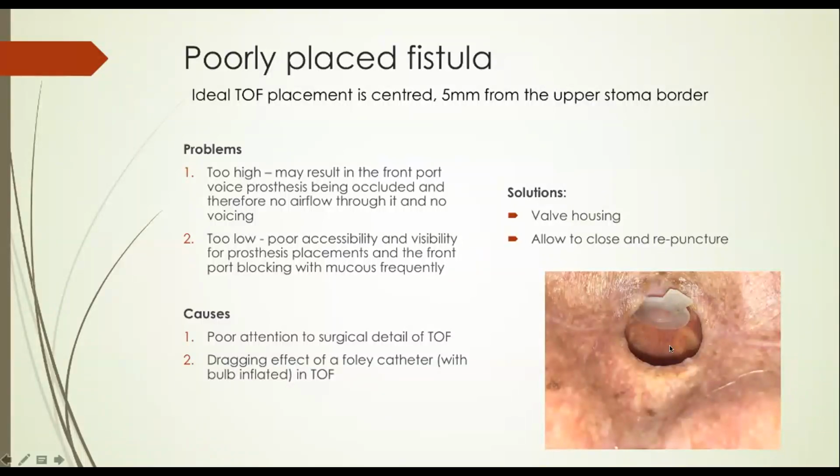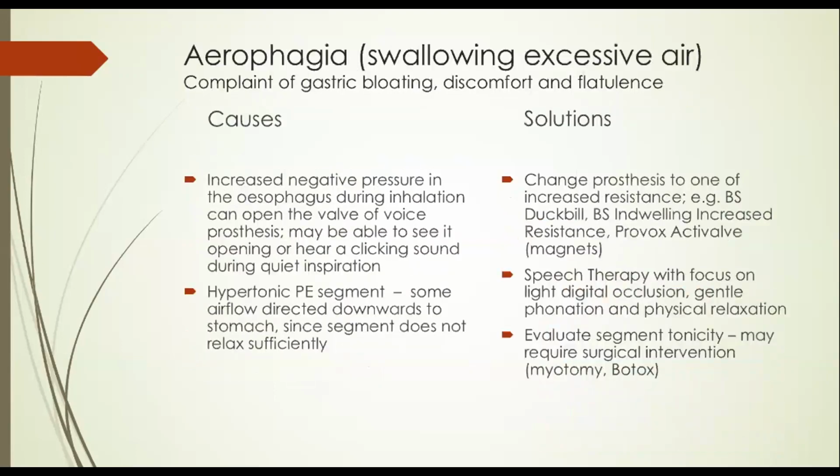So in this specific case with this gentleman, what we actually did was we changed to a prosthesis with a narrower diameter, so the flange was slightly smaller, and he could then still use the TOF and sleep comfortably. But where that doesn't help, we do need to get that TOF closed and repuncture. You can also look at valve housing, but we don't really do that here.